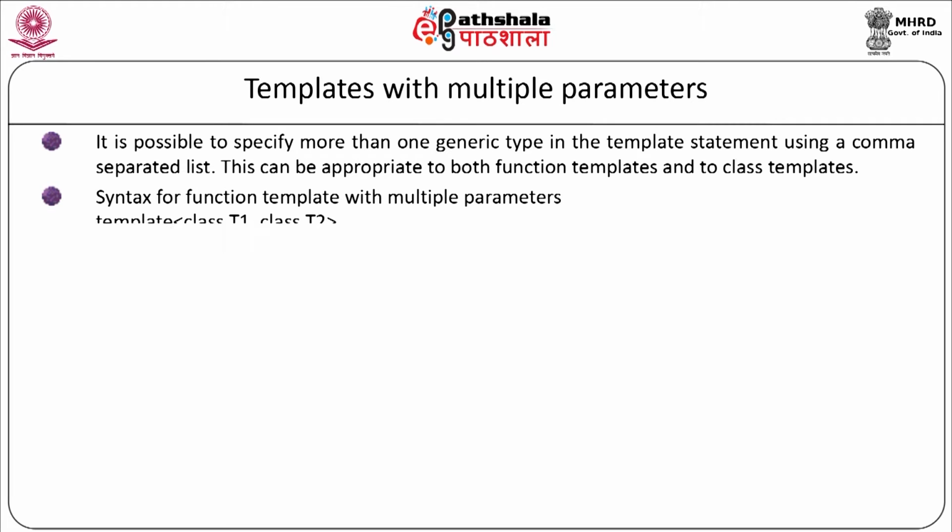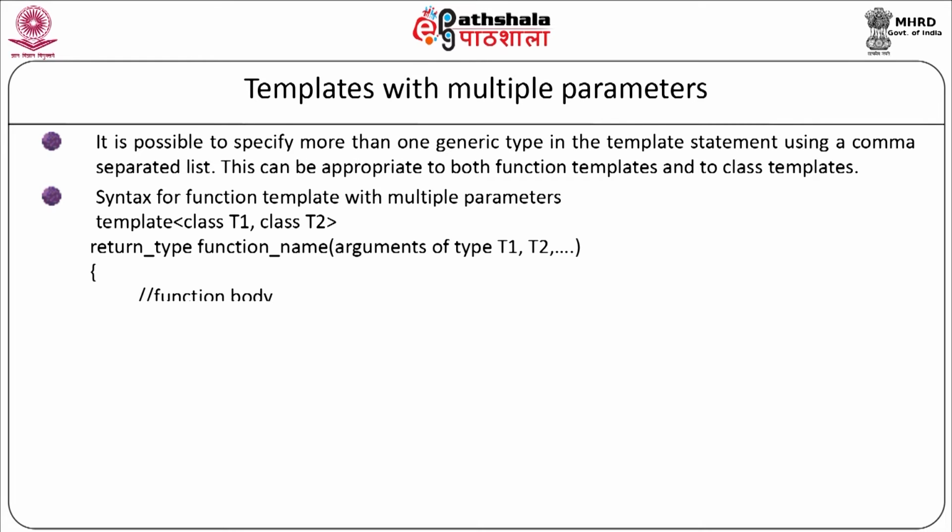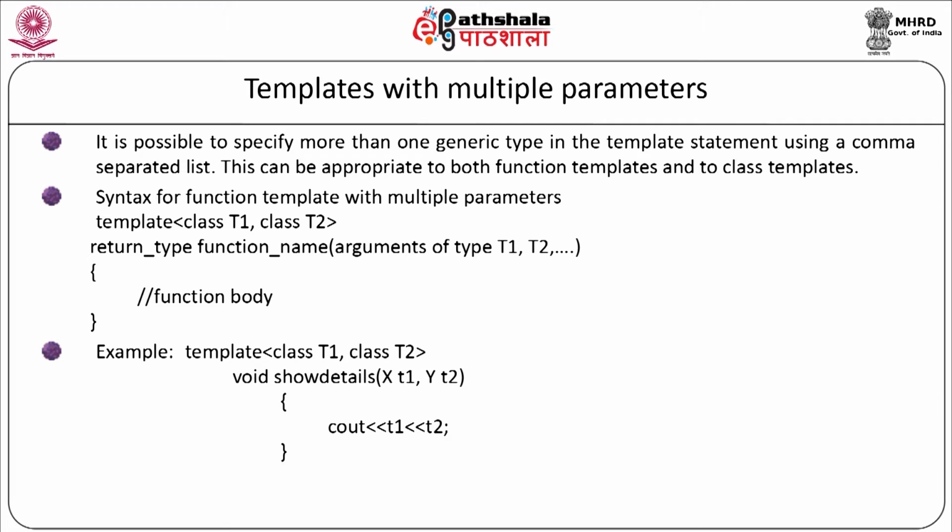The syntax for a function template with multiple parameters is template <class T1, class T2>, return type, function name, arguments of type T1 and T2, and the body of the function, and the function will end. Example: template <class T1, class T2> void showdetails(T1 x, T2 y), cout x, y, and end of the showdetails function.